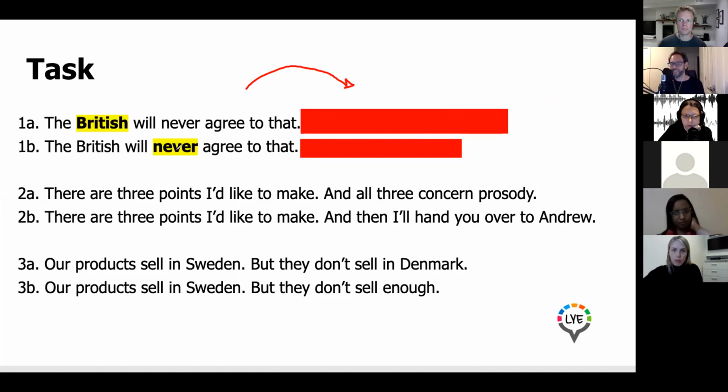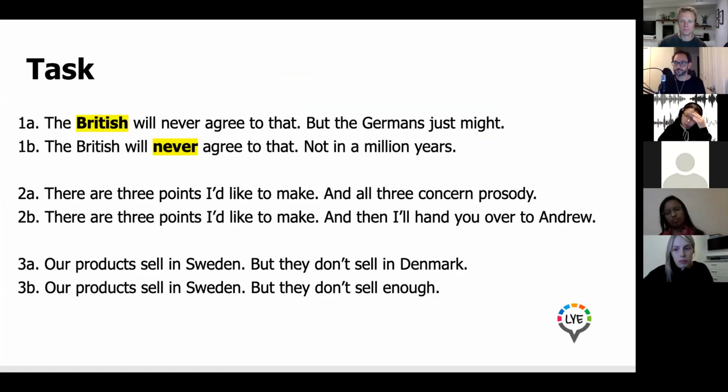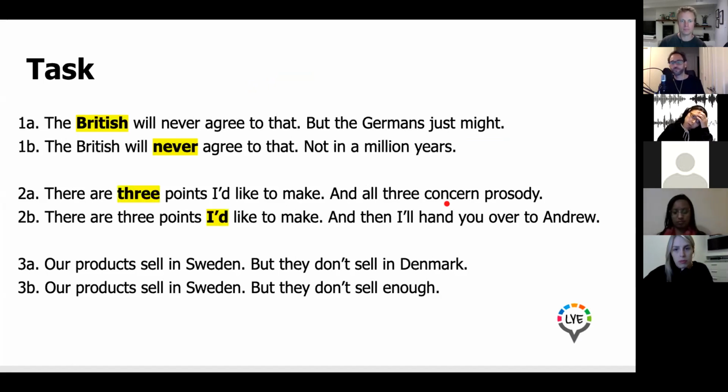Or the British will never agree to do that. What would be the follow-up sentence? Again, this kind of activity can be modified, can be adjusted depending on the level of your students. So if you're dealing with a higher level class, I think you can definitely do something like this. Let's go to number 2. I'll just give you the answers.